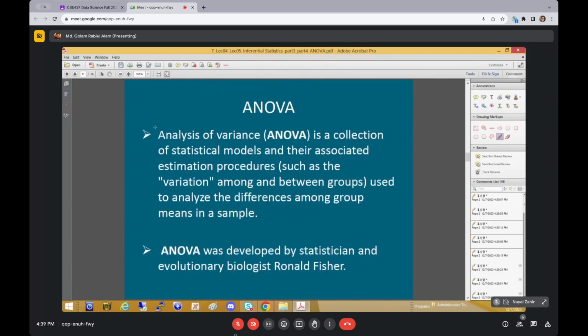ANOVA, analysis of variance, is a collection of statistical models and their associated estimation procedures. Here the estimation is of the variations, so we will calculate the variance. ANOVA is used to find out the differences among various groups. This ANOVA test was developed by Ronald Fisher, so that's why it is called the F statistic, or Fisher's statistic.